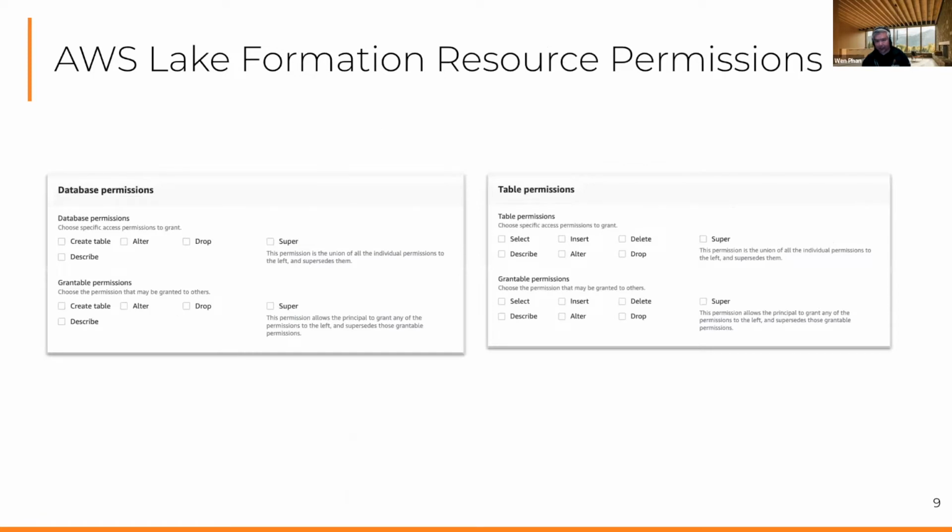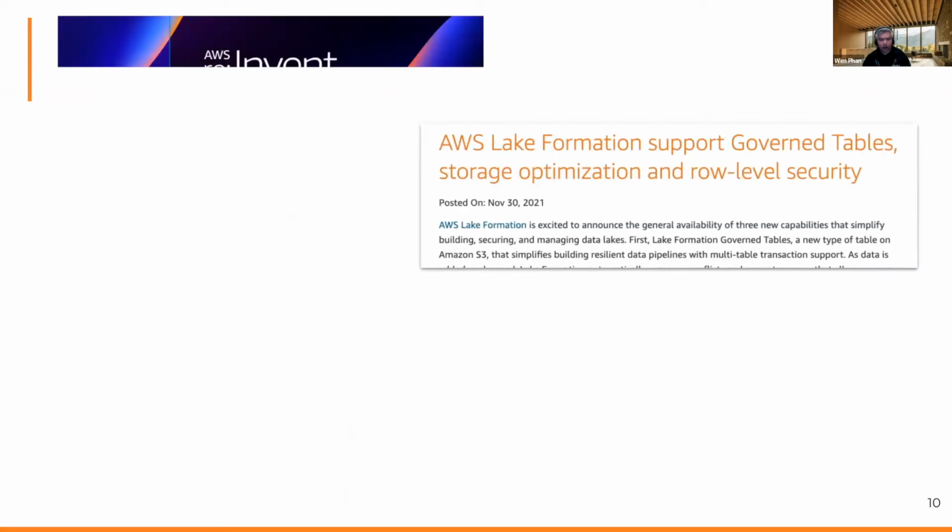And then the final thing is, what is the set of actions that you can do? This is pretty straightforward. These are typical permissions you would see in most relational database systems, right? So you have database level things, alter, drop, grantable permissions, and at the table level, whether you can select, insert, delete, drop, things like that.